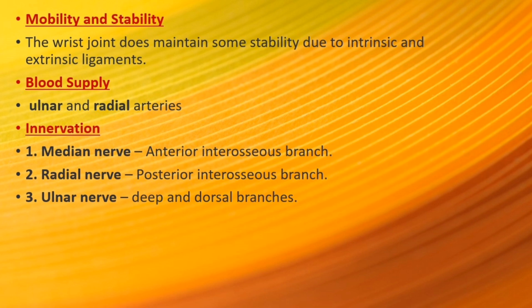Blood supply. The wrist joint receives blood from branches of the dorsal and palmar carpal arches, which are derived from the ulnar and radial arteries. For more information, see blood supply to the upper limb. Innervation. Innervation to the wrist is delivered by branches of three nerves: median nerve, anterior interosseous branch; radial nerve, posterior interosseous branch; ulnar nerve, deep and dorsal branches.